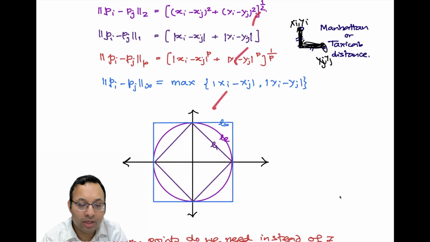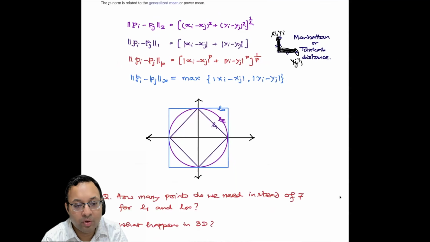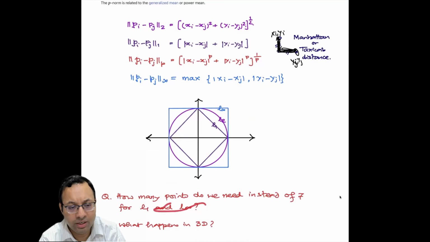So you can check. And once you understand the distances, you can try the same closest pair problem with L1 or L infinity instead of the Euclidean norm. Does it work? How many points do we need? Does it still work with 7 or fewer or more? And what happens in 3 dimensions?